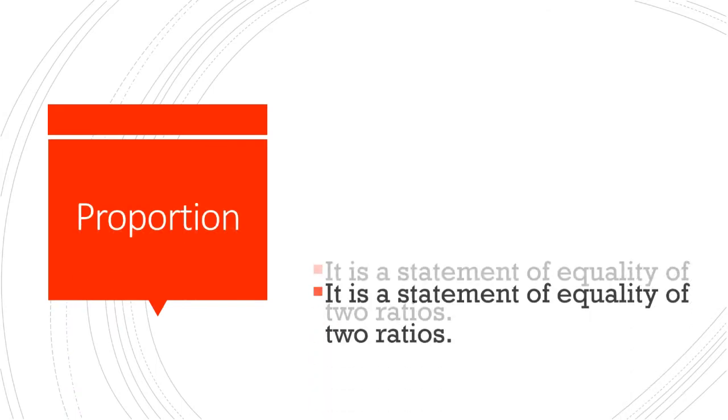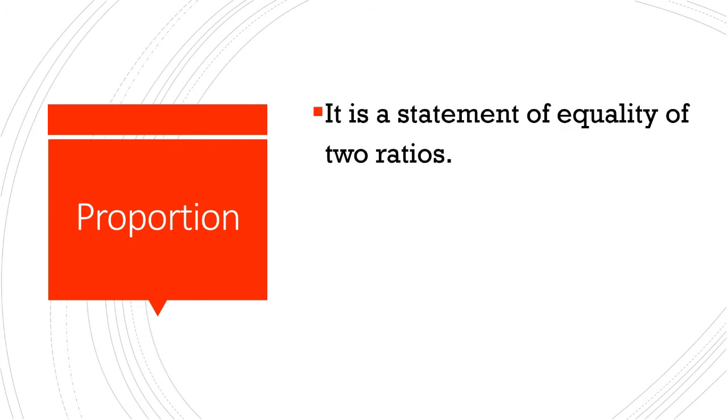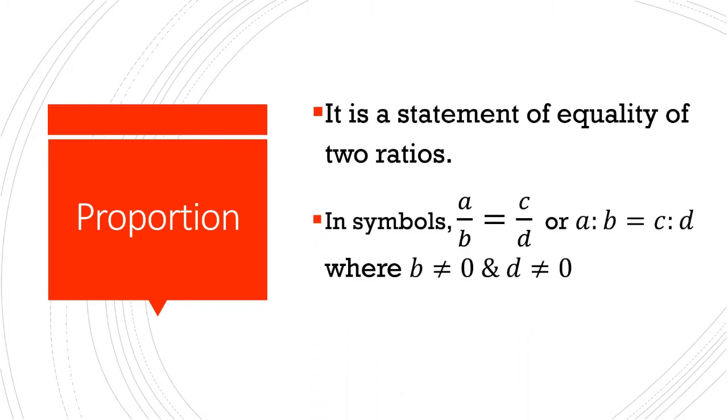First, let us define proportion. Proportion is a statement of equality of two ratios. So when it comes to proportion, it consists of two ratios which are equivalent. In symbols, we have A over B equals C over D, or we can rewrite this into A is to B as C is to D, wherein B is not equal to 0 and D is not equal to 0.